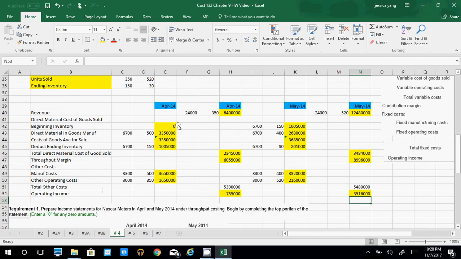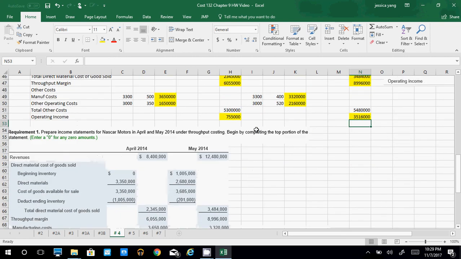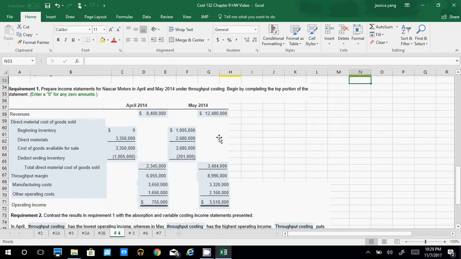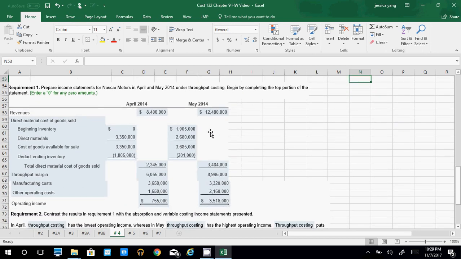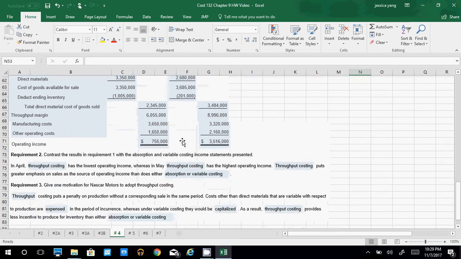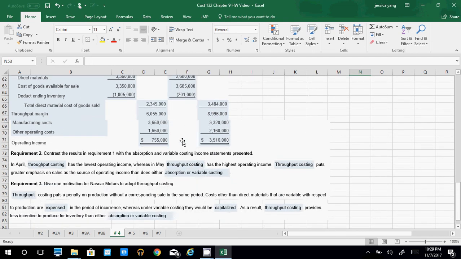With the answers that are in the yellow highlighted part, you could transfer these answers into the Pearson requirements. Once that's done, you move on to requirement number 2. Requirement number 2 says contrast the results in requirement 1 with the absorption and variable costing income statement presented.